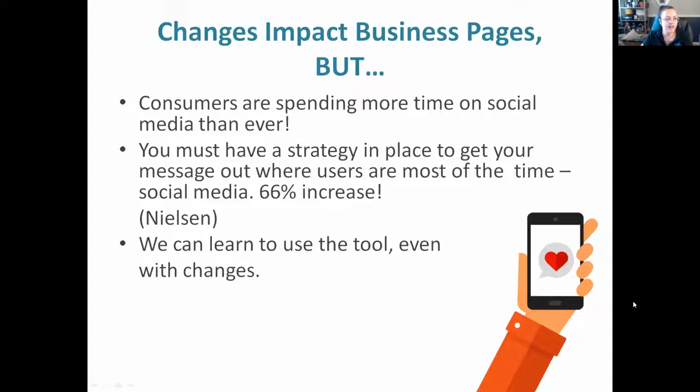And now is the time, based on that, to get your strategy in place. So this is a great time, a 66% increase in the time that users are on social media. So let's use it and figure out how to beat that algorithm and get our stuff seen. We can learn to use this tool even with these changes.